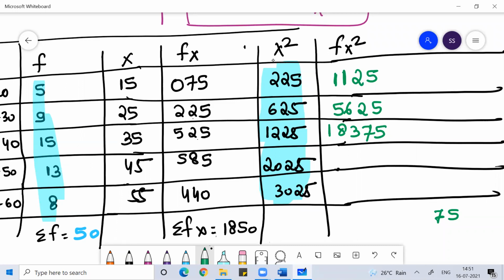Then 3 zeros are 0. And then 3 twos are 6. Then 2025. So this is 26325.